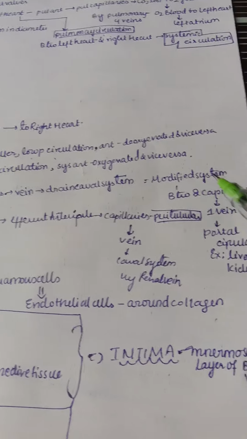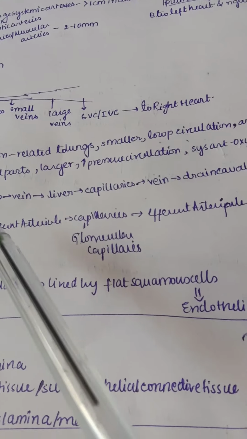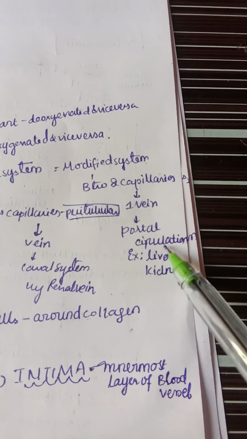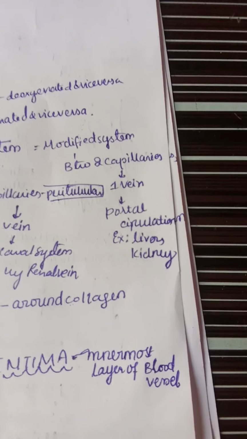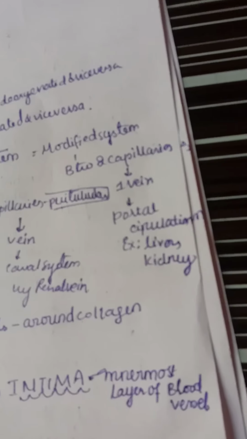So this is actually a modified system, that is, between 2 capillaries there is 1 vein, right? See here, capillaries, one vein. This kind of system is known as portal circulation, that is, it takes place in the liver and kidney. So the liver and kidney have portal circulation. Let us understand the portal circulation in the kidney. Now we have covered the liver.